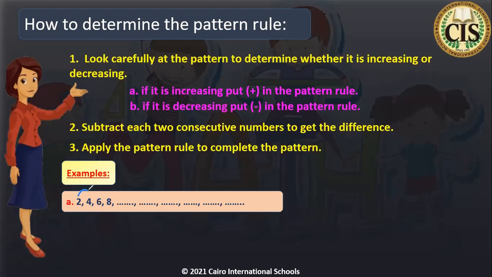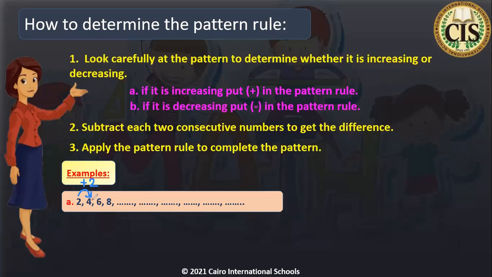Subtract each two consecutive numbers. Subtract 4 minus 2. 4 minus 2 equals what? Equals 2. Each time we are adding 2. So I put a plus sign. Why plus? Because the pattern is increasing, so each time we are adding. Adding what? Subtract 4 minus 2 equals 2. So each time we are adding 2.